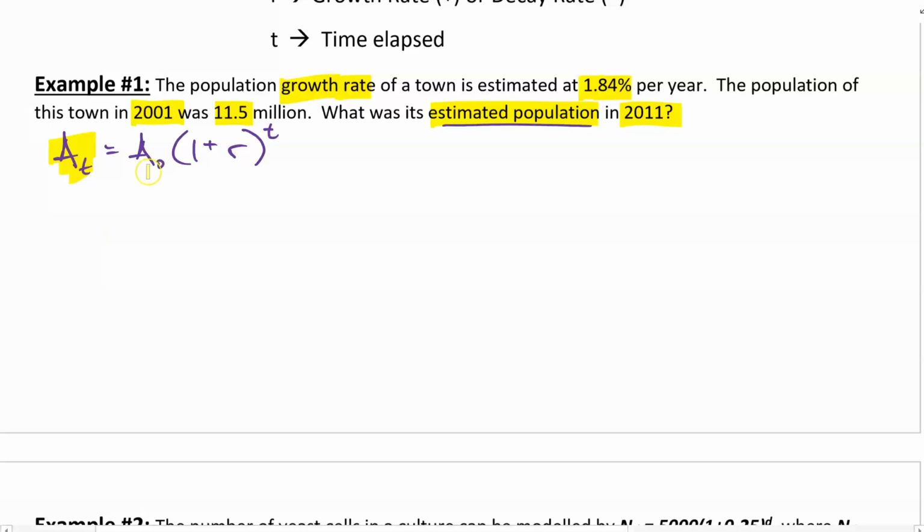You have to have A initial, you have to have R, you have to have T. Basically, the other side of the equation needs to be all numbers so that you can actually sub in those numbers and figure out what you need to find, in this case, AT. Okay, so let's go down the list, see if we have everything. What's the initial amount of people? 11.5 in millions.